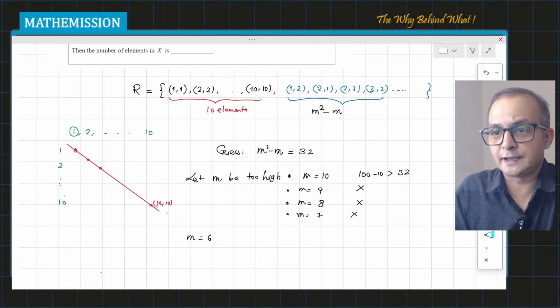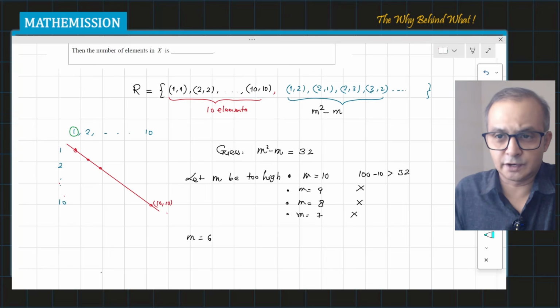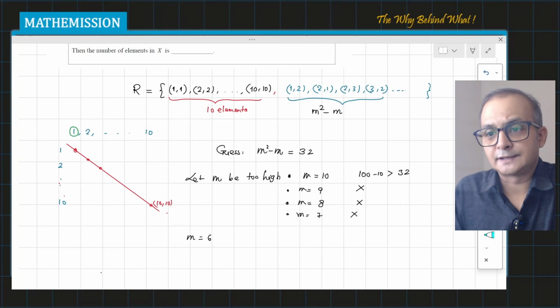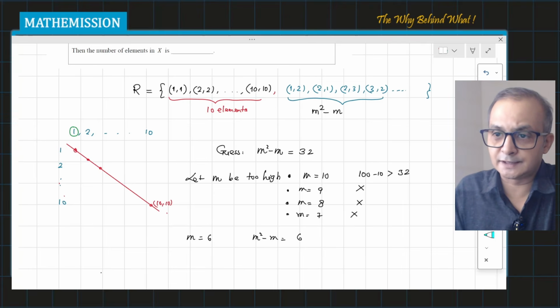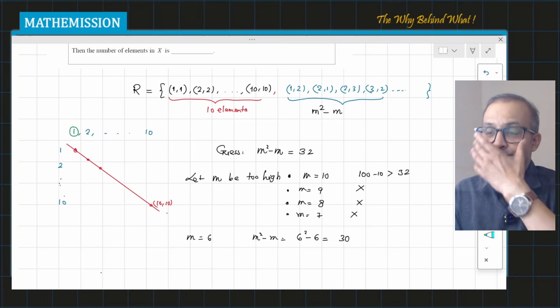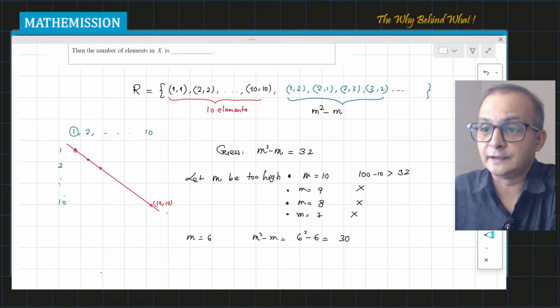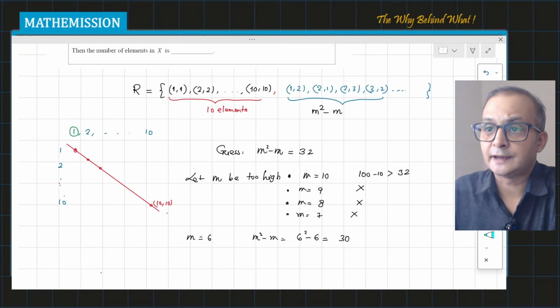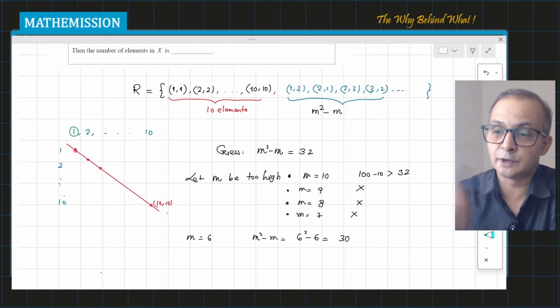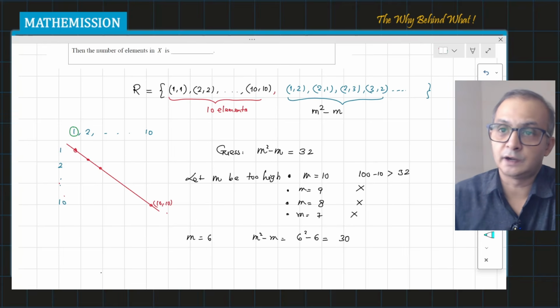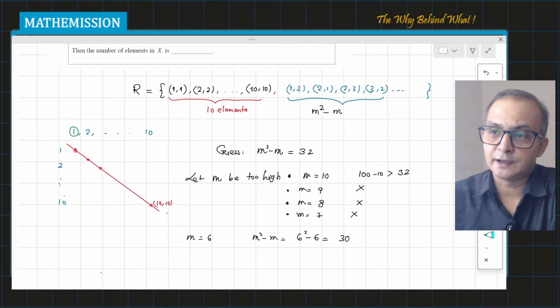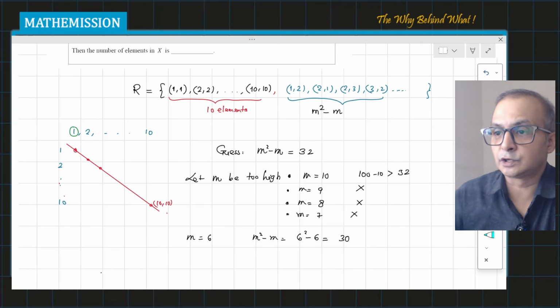Now the too-high case is over. It is not working. So m is equal to 6 is working or not? Let's see. If I take m square minus m, that is going to be 6 square minus 6, which is nothing but 30. Now notice this came as 30 and I need a total of 32. It means now it's below that requirement. So I am left with 2 more elements to include.